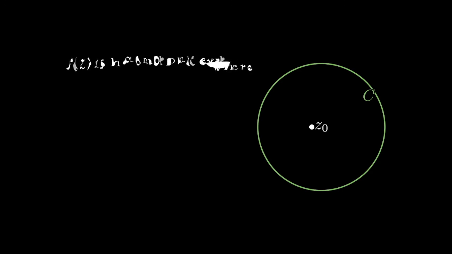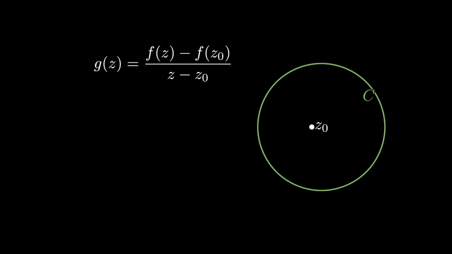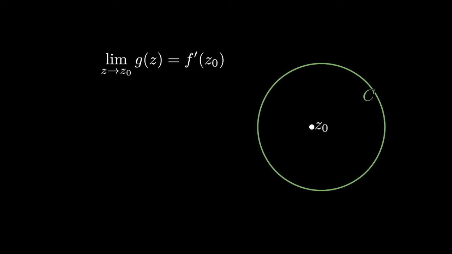Let g be the function defined as shown, f of z minus f of z0 over z minus z0. Clearly, g is discontinuous and therefore is not analytic at z0. However, since by definition, the limit as z approaches z0 of g is exactly the derivative of f, we can then use continuity and let g of z0 equal f prime of z0.